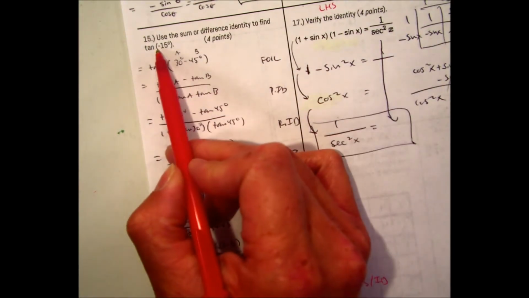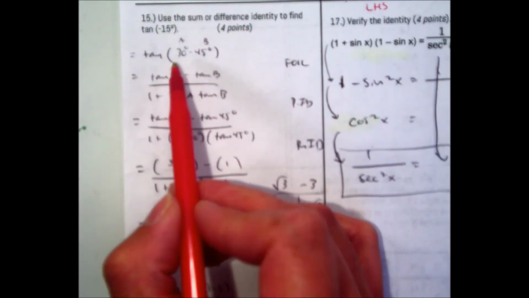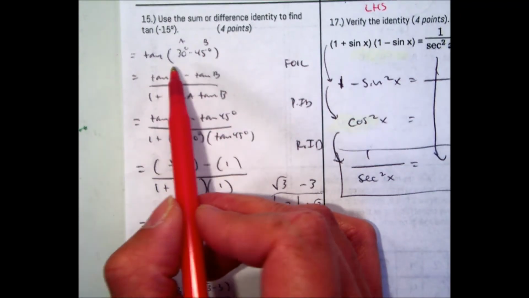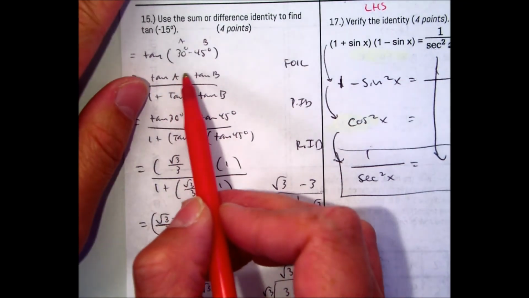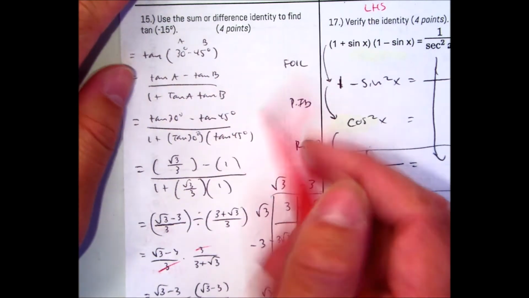Alright, so let's go over this problem. It says use the sum or difference identity for tangent of negative 15 degrees. That does say a negative 15 degrees, so the common mistake is, look in your paper, all our students wrote 45 minus 30. 45 minus 30 is a positive 15, not a negative 15, so that would have been incorrect.